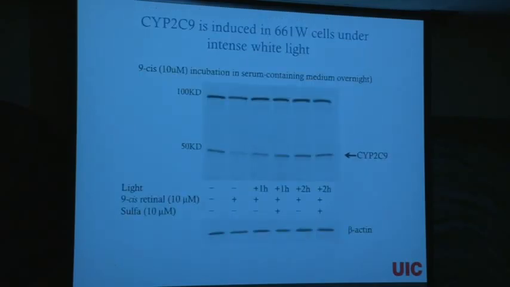So sulfophenazole is a specific cytochrome P450 2C9 inhibitor. And the question was, well, if we're seeing this neuroprotective effect and it's inhibiting apoptosis and necrosis, through what mechanism is that? And a good candidate would be through CYP2C9. And so you can see that CYP2C9 is expressed in our cell line and that its expression is increased with light exposure.